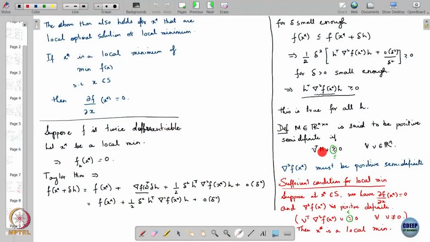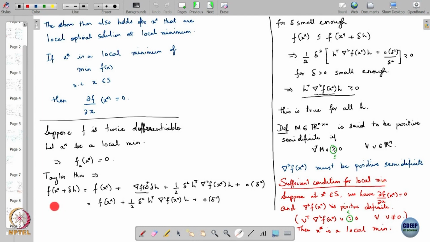But every local minimum may not satisfy this. There are local minima that violate this, but they must surely satisfy the other necessary conditions, which means that the derivative should be equal to 0 and the Hessian should be positive semi-definite. Also, a quick outline of how the proof for this sufficient condition for local minimum would work.